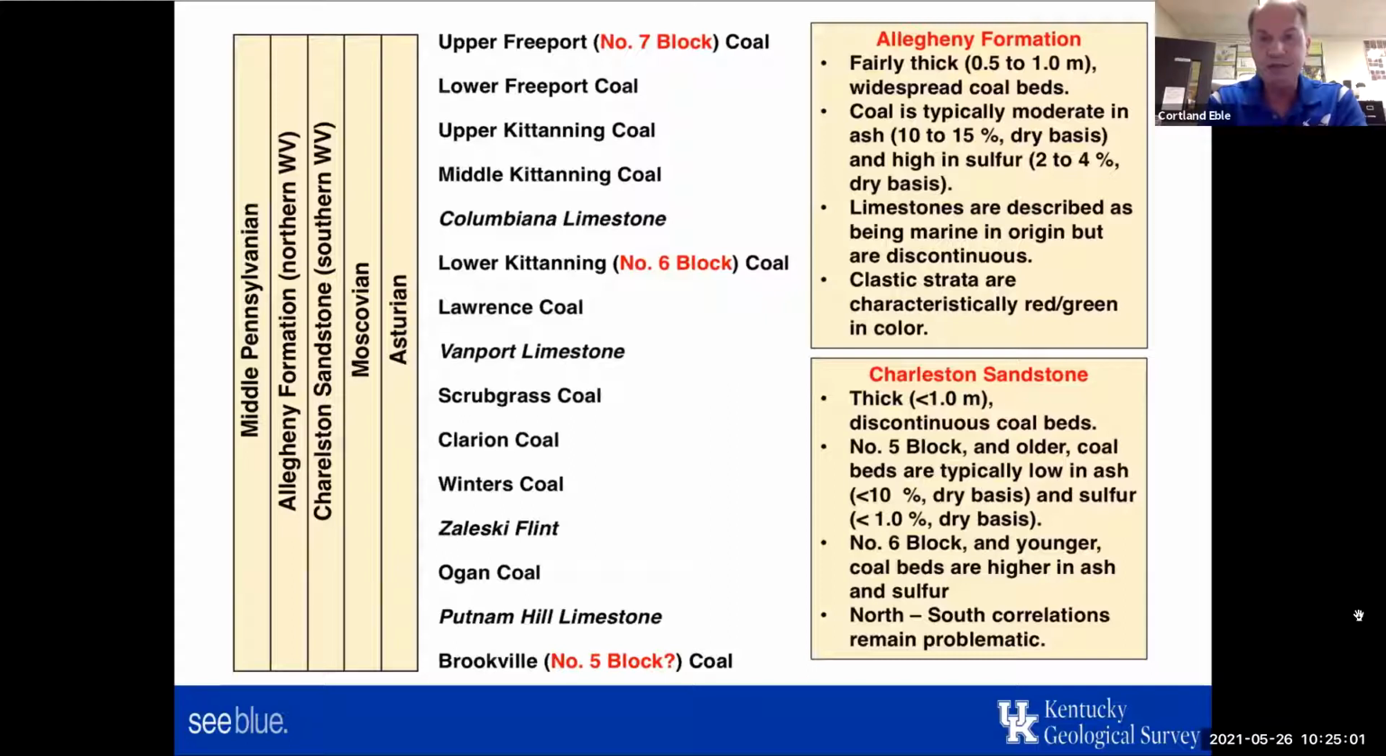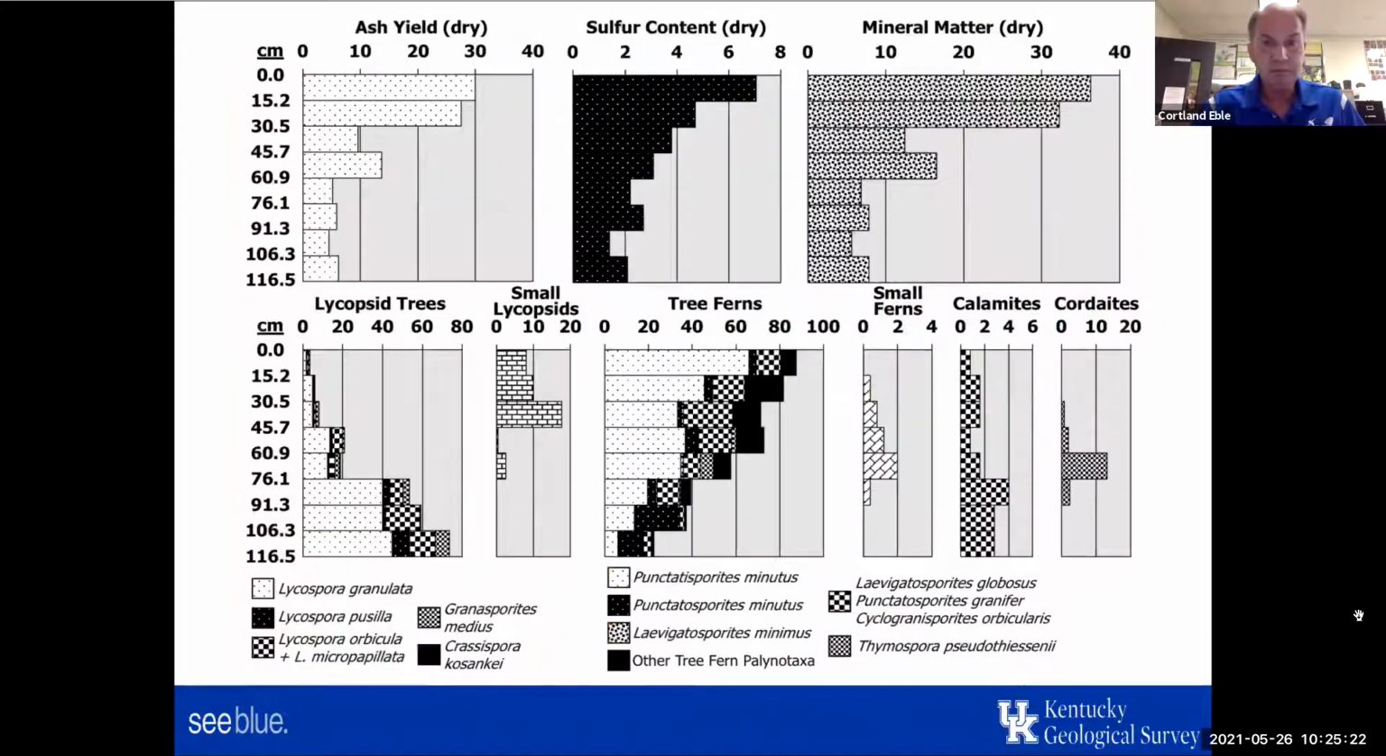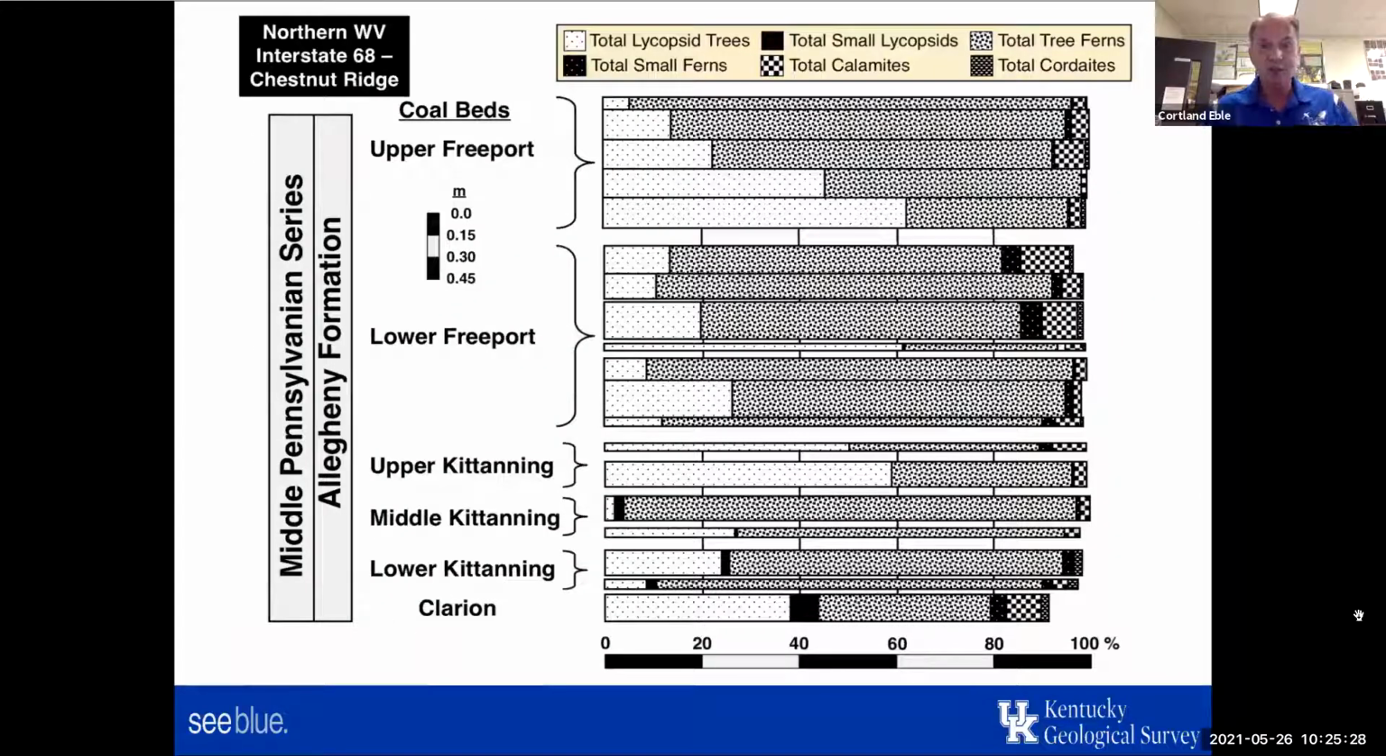In West Virginia, the Allegheny Formation is referred to in the northern part of the state, whereas in the southern part of the state, the interval is referred to as the Charleston Sandstone. And you can see some of the differences in coals there. So, next slide. So these are just some spore patterns. Really, what I'm just trying to impress upon you here is they're very similar to what I just showed you for the Springfield, Herrin, and Baker, which are the primary equivalents. Okay, next slide.